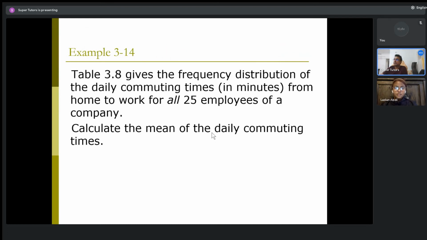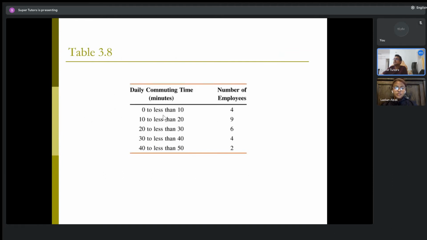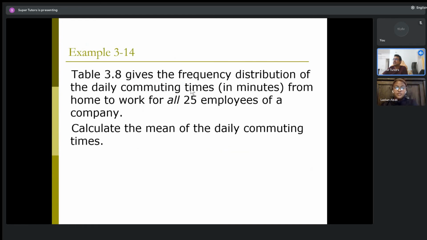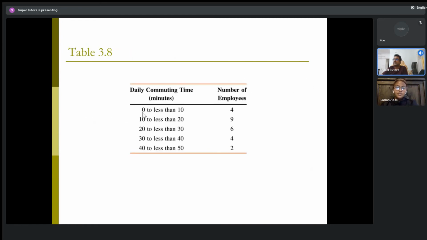So I have some data about the daily commute times for 25 employees. This is group data. Now you recall from chapter 2, when you have classes in terms of ranges like this, right? So we have daily commute times of 25 employees. The first set of employees commute between 0 to 10 minutes every day. And how many employees do we have in that class? 4. Then 9 employees commute between 10 to 20 and so on.